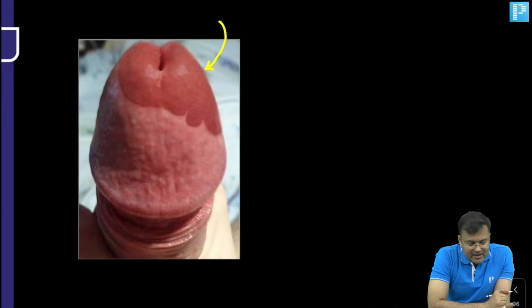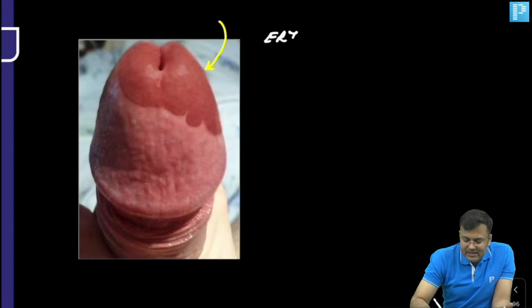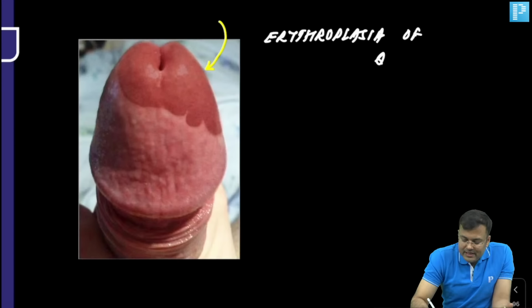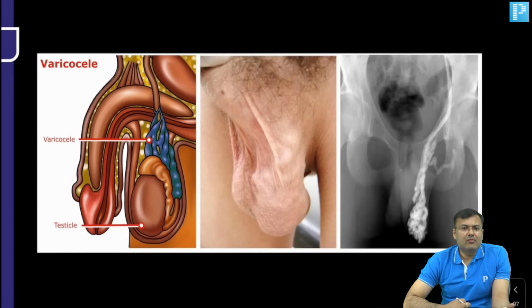Dr. Sneha, Rashi, Rathika, Megha. Guys, it is erythroplasia. Redness you can see. So it is erythroplasia of Queyrat. What's the name? This is erythroplasia of Queyrat. Clear? Next, what is the condition?